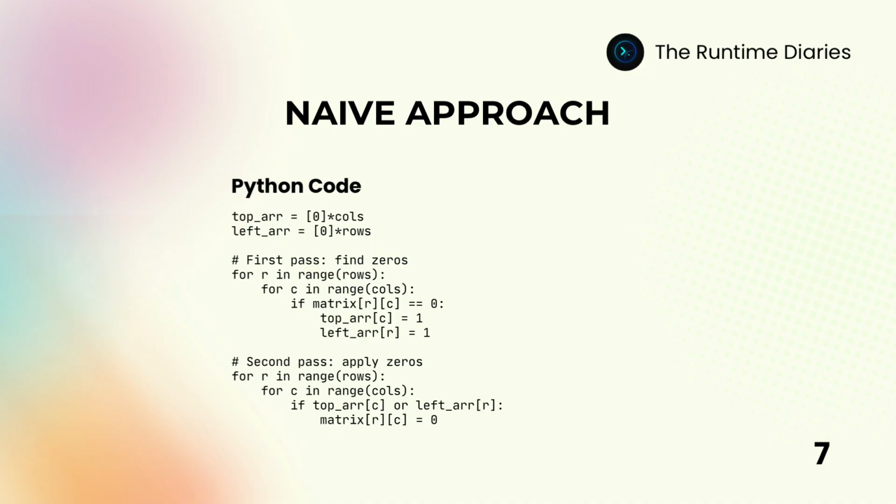This is the Python code for the two-array approach. We create arrays for rows and columns. We scan once to record. We scan again to apply zeroing wherever needed. It works. It is clean. It avoids the corruption problem. But it uses extra memory proportional to the number of rows and columns. This is allowed, but it's not optimal.